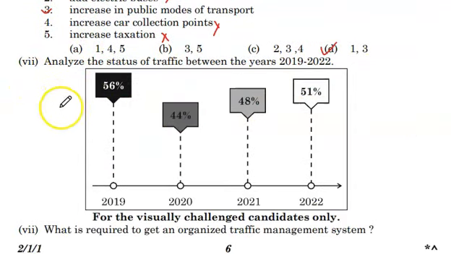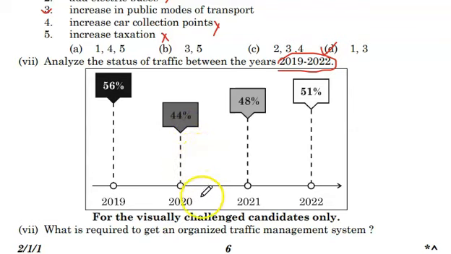Now this is a very important question. It is asking you to analyze the status of traffic between the years 2019 to 20. So this figure is given and you have to write the analysis. How can you write the analysis? Let me show you. You can see this 56% is showing that in the year 2019 traffic congestion was at its peak, which was 56%. Then in the next year, that means in the year 2020, it came down to 44%.